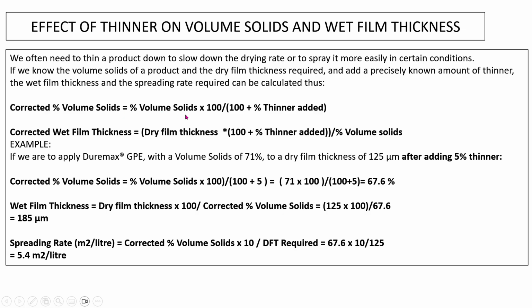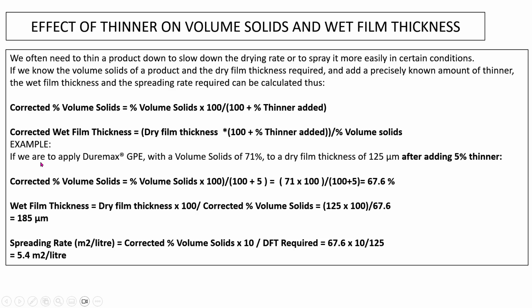New volume solids is earlier volume of solids into 100 divided by 100 plus thinner. How much thinner you have added? That will give you the new corrected volume solids. Now what will be your wet film thickness? Dry film thickness into 100 plus thinner divided by volume solids. That will give you the wet film thickness. The formula we have already learned.